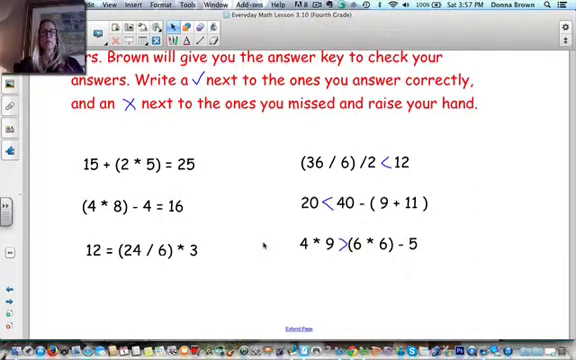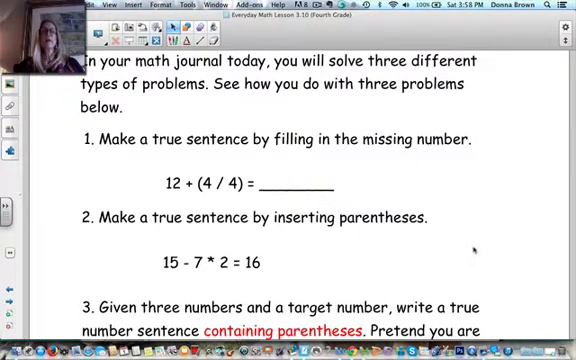All right, so give this a shot. Write your answers down on a paper, and then I'll give you the answer key. So make sure you raise your hand when you're finished. All right, hopefully you did a great job on those, and I'm sure you did.